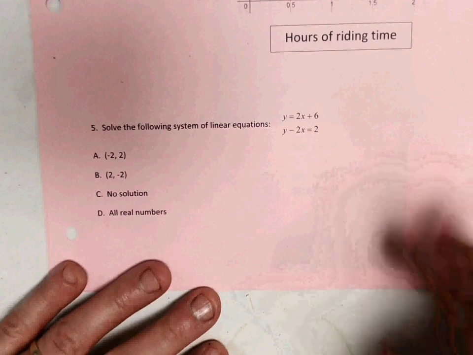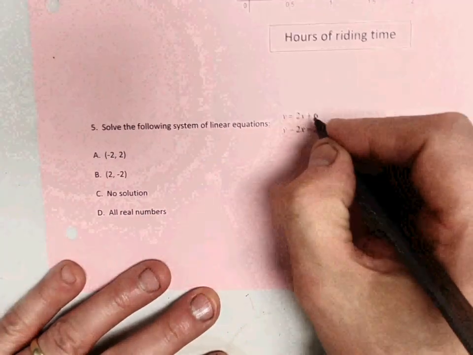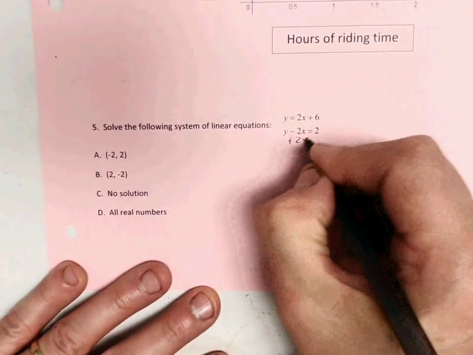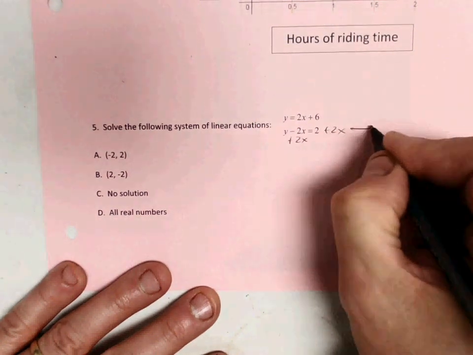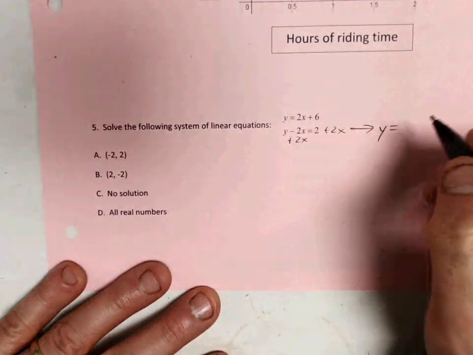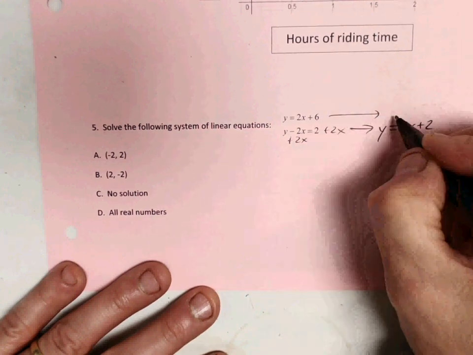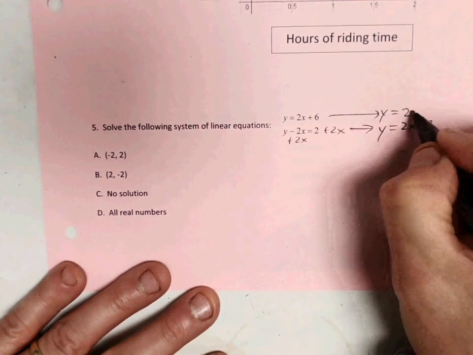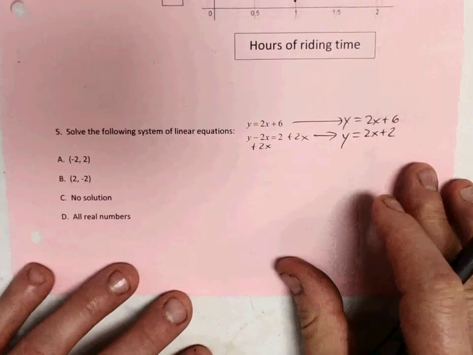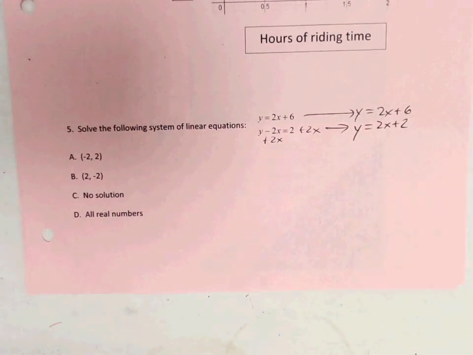Problem number 5. This one is solved for y, this one is not. I need to add 2x to both sides. So that gives me y is equal to 2x plus 2. This one can stay as is, which is 2x plus 6. We notice that they have the same slopes, but different y-intercepts.